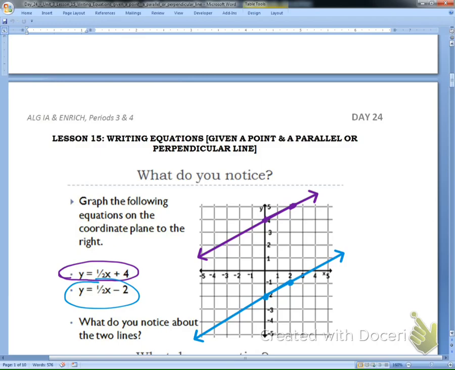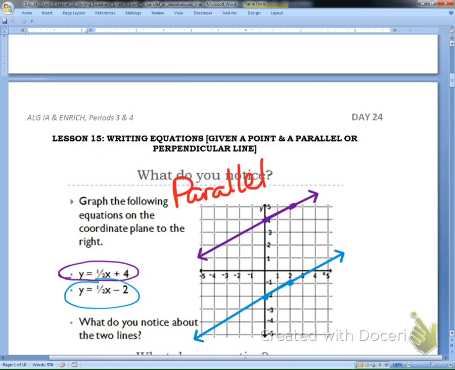Alright, it won't let me scroll down. So can you identify, what do we call it when we have two lines that are equal distance apart all the way down the line and never intersect? Do you remember what that's called? Parallel. Those are parallel lines.